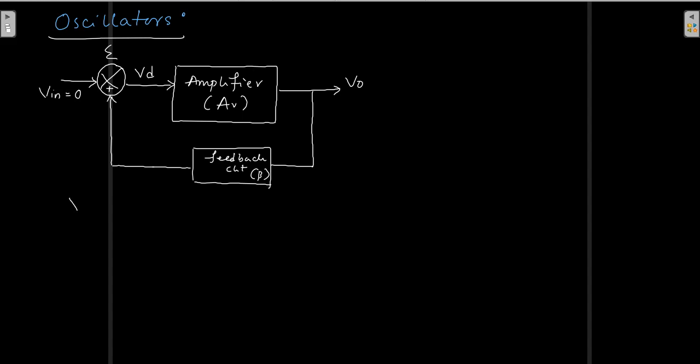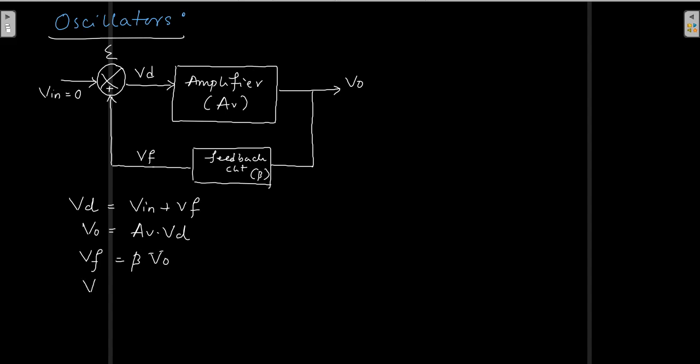So your Vd here is the sum of V in and the feedback signal Vf, as long as some V in is present. And your V0 is equal to AV into Vd. And your feedback voltage is V0 into beta, or beta into V0. These are the things which you studied long back, right?